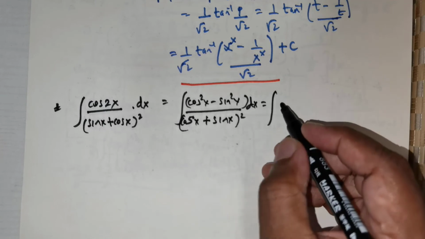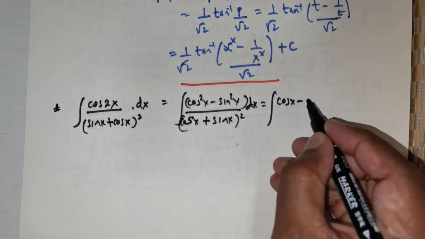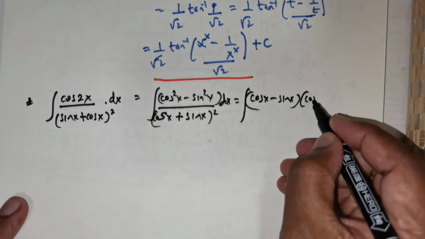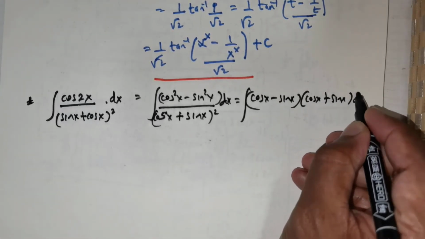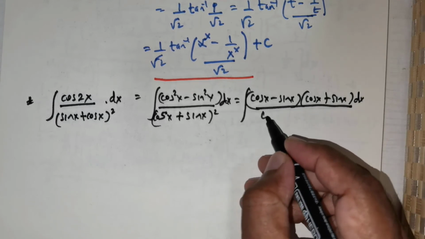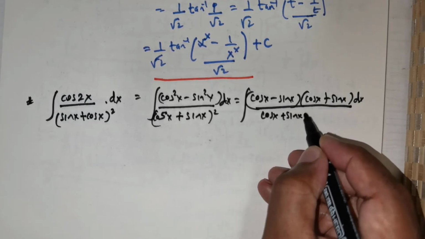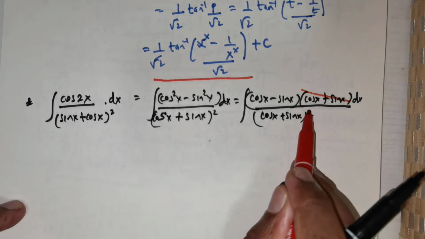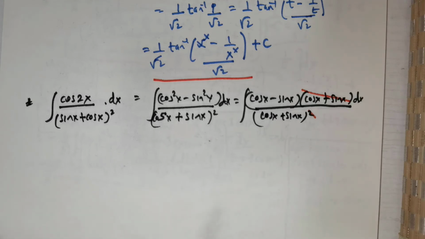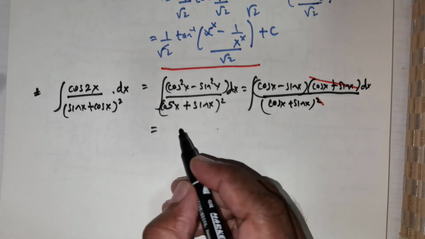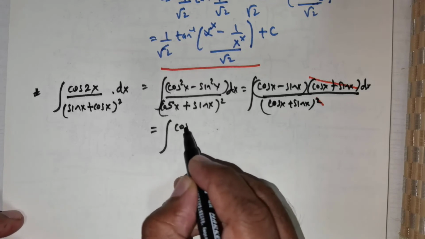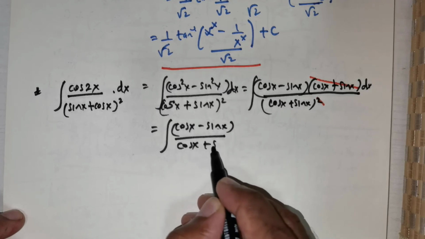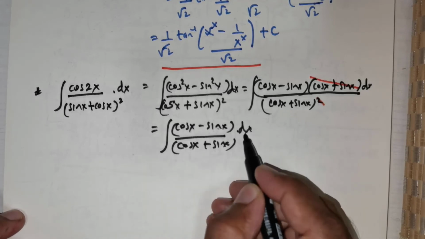Now the numerator cos squared x negative sin squared x can be rewritten as cos x negative sin x times cos x positive sin x times dx divided by cos x positive sin x raised to the power of 2. Now clearly cos x positive sin x can be cancelled here, and that is going to be giving us integral cos x negative sin x over cos x positive sin x with the differential operator dx.